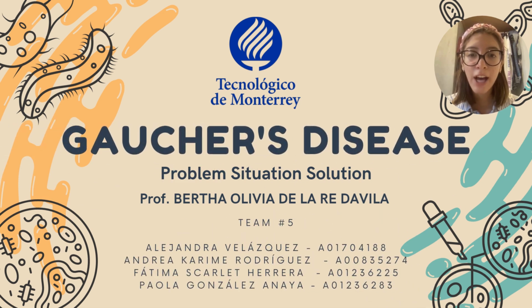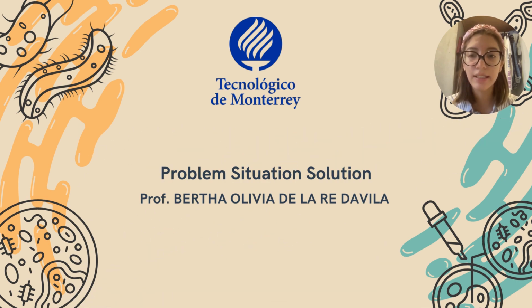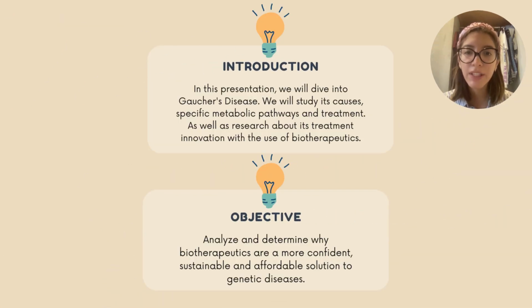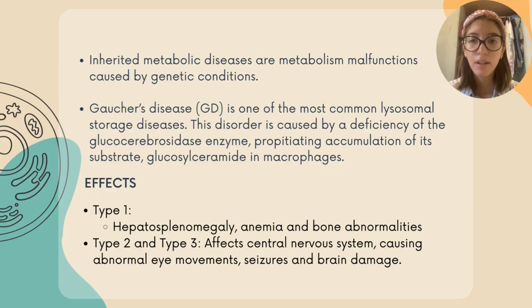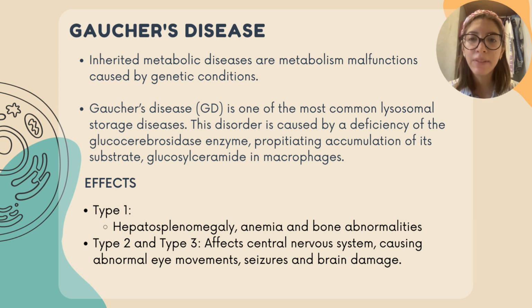We're team number 5, and this is our problem solution to the following disease, Gaucher's disease. In this presentation, we will dive into Gaucher's disease. We will study its causes, metabolic pathway, and treatments, as well as researching a treatment innovation with the use of biotherapeutics. First of all, inherited metabolic diseases are metabolism malfunctions caused by genetic conditions.